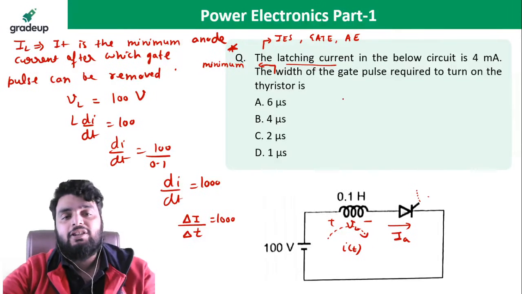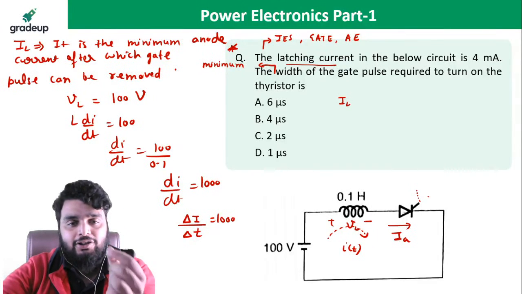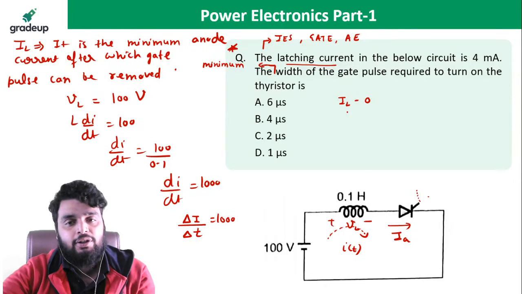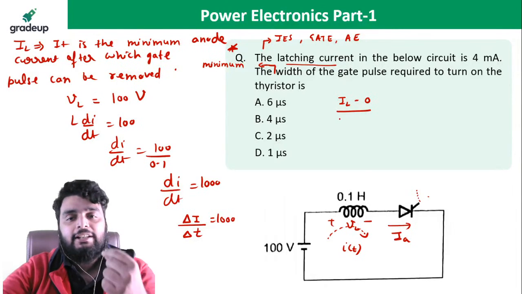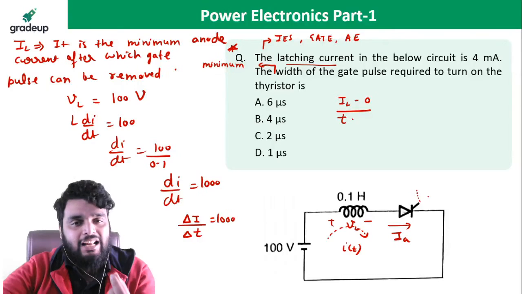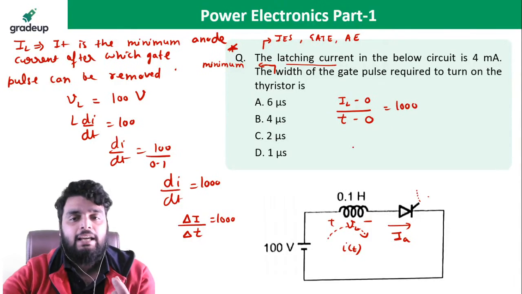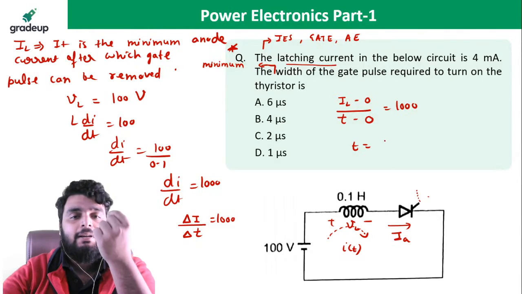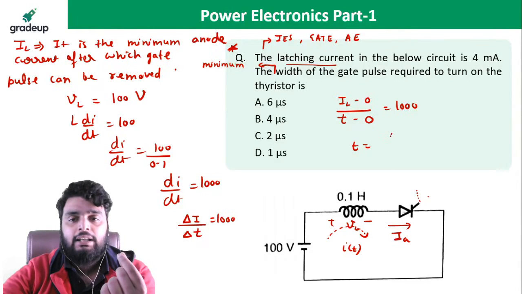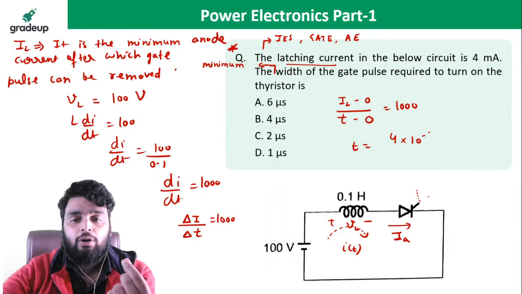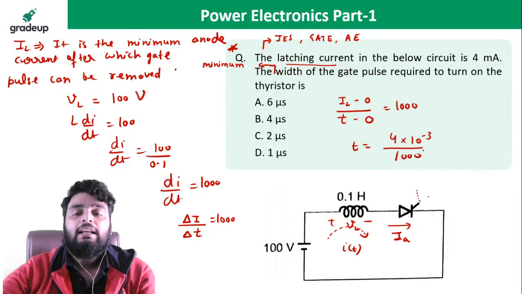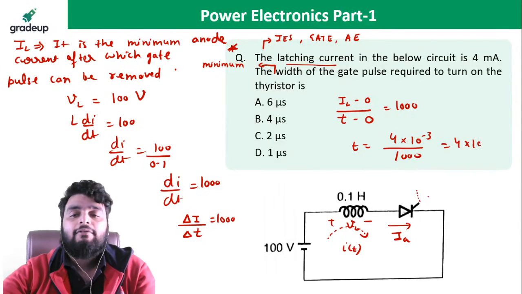Now what is the change in current? Change in current is latching current minus initial current, which is 0. What is the change in time? The time to reach the latching current minus 0 instant is equal to 1000. Okay. So what will be the T? T will be latching current, which is given as 4 milliampere, divided by 1000. It comes out to be 4 into 10 raised to power minus 6, which is 4 microsecond.